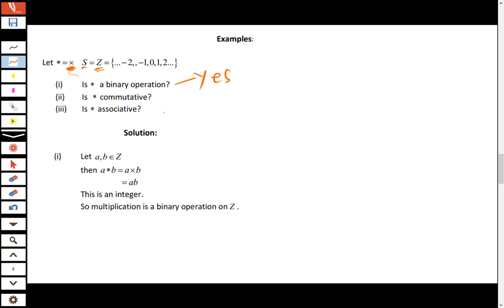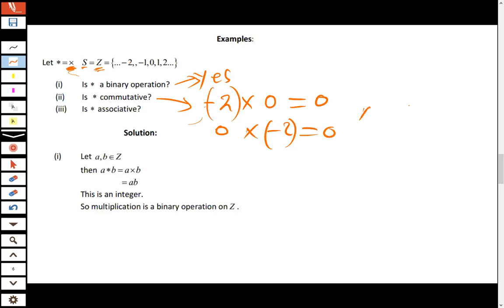Is star commutative? We know that multiplication is commutative. So we can try any two numbers from the set of integers, let's say -2, and we multiply it with maybe 0. The answer will be 0. Let's also take 0 times -2. The answer will still be 0. Hence, star is commutative, because after rearranging the two elements, the answer that we're getting is simply the same.